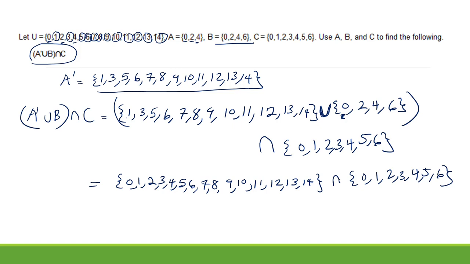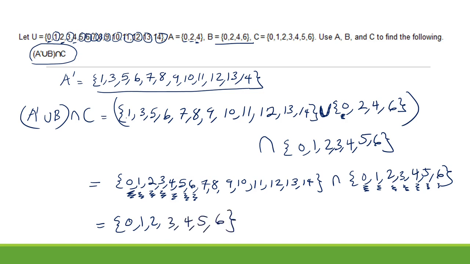And now remember, the intersection is the overlaps again. So they both share a 0, a 1, 2, 3, 4, 5, and 6. So finally, our intersection between these two sets is just 0, 1, 2, 3, 4, 5, 6. So for these types of problems, take it slow, write out everything, and then determine the unions and intersections, but always start with the complements first.